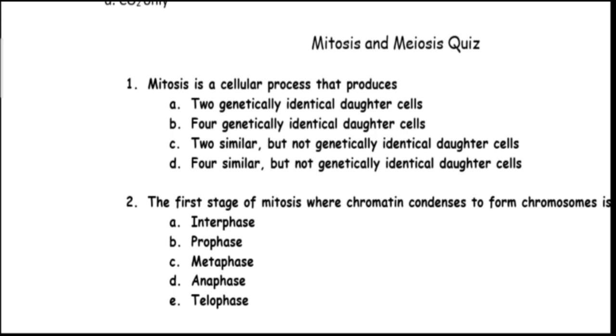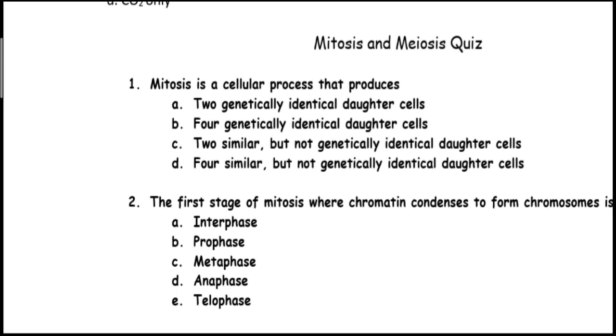Number 2, the first stage of mitosis where chromatin condenses to form chromosomes is blank. It's prophase. Okay, in the prophase stage of mitosis, chromatin consists of thread-like structures. During prophase, these thread-like structures condense by making a spiral-like structure. So they form the condensed chromosome. Okay, that happens in the prophase.